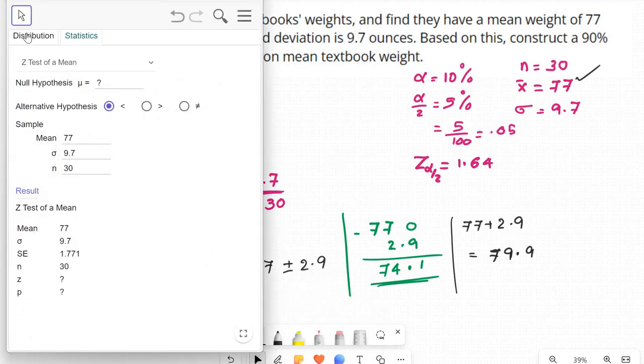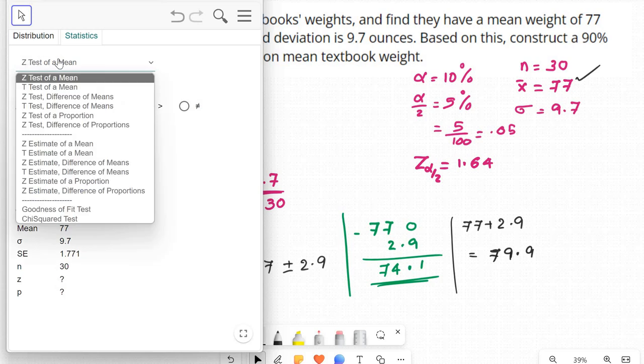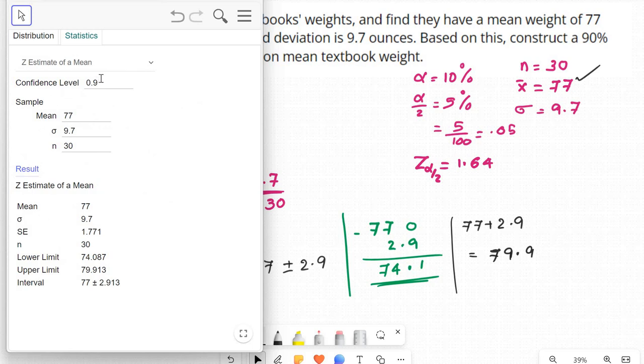We can also verify this result with the help of GeoGebra. For that, instead of picking the distribution, we want to pick statistics there. Then scroll and pick the Z estimate of a mean, because we want the normal distribution and its estimate of the mean. With a confidence level of 90%, that is 0.90, the sample mean is 77, the standard deviation is 9.7, and n is equal to 30, and that's it. You will get everything.